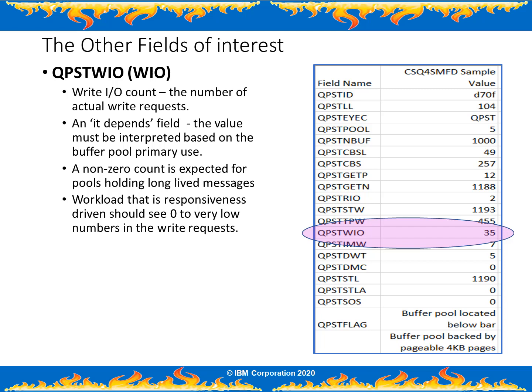QPST-WIO is the number of write requests during this interval. This is another "it depends" field. Buffer pools hosting long-lived messages will typically have a non-zero count here. Buffer pools hosting short-term messages should not be written from the buffer pool to the page set if at all possible, so I would expect the count to be 0 for those buffer pools.